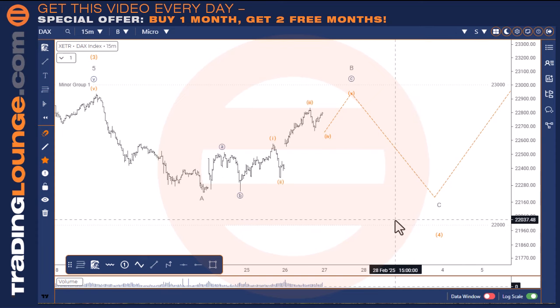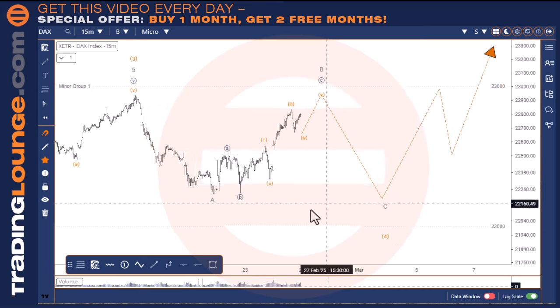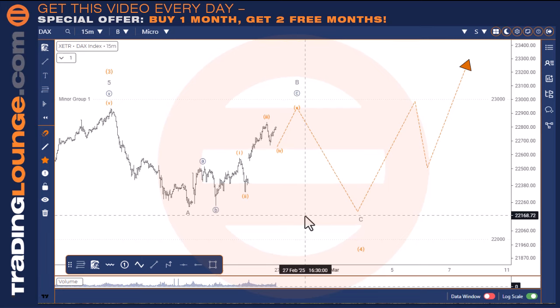So I don't know which one is which, so that means that we can't go long here. We don't want to go long into the old top. If it is going to be bullish, then we're going to get a classic trading levels pattern on top of the 23,000 here, which is actually the top of minor group 1, and that will be quite powerful. And in that way, we would have a classic trading levels pattern here.